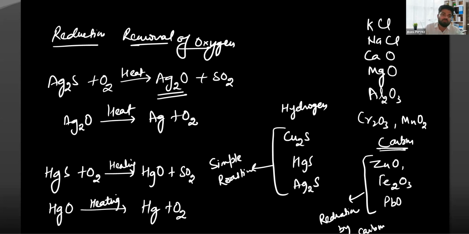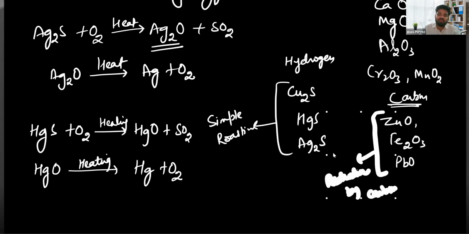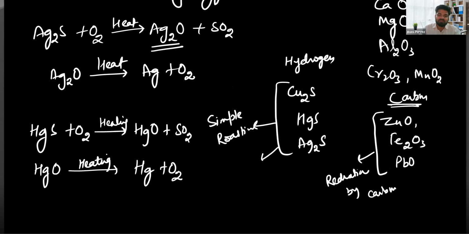Just listen to me, this is important. First, let me explain. These are the low reactive metals, which can be obtained easily: copper, silver, and mercury. Gold and platinum exist in the native state, so there is no need to extract them. And these are the mid reactive metals.